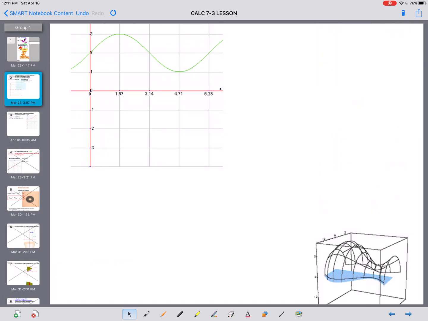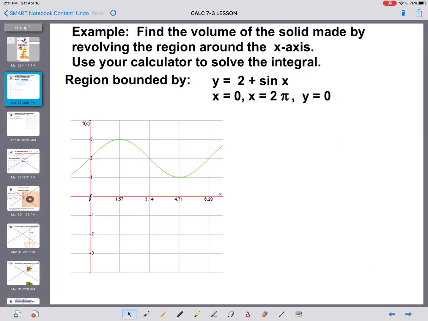Okay, on this one, here we go. It says, find the volume of a solid made by revolving the region around the x-axis. Oh, look at this. This is a little different. Use the calculator this time to solve our integral. So first of all, the squiggly line, that is 2 plus sine of x.